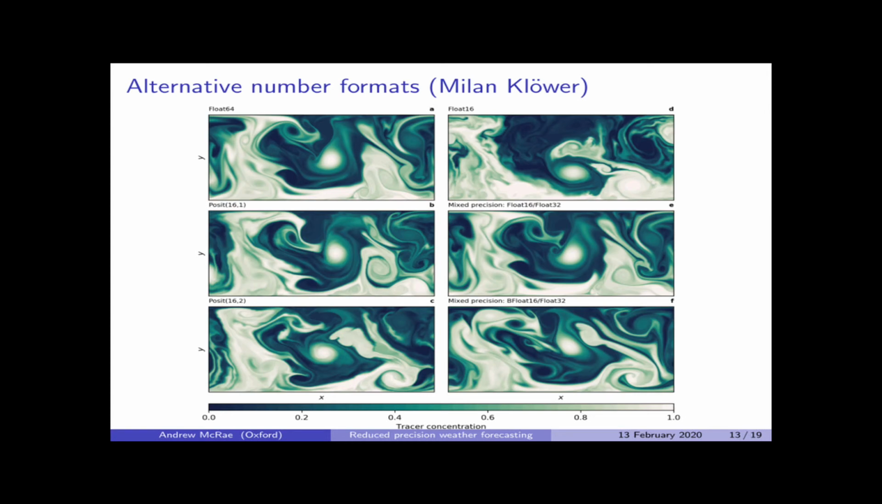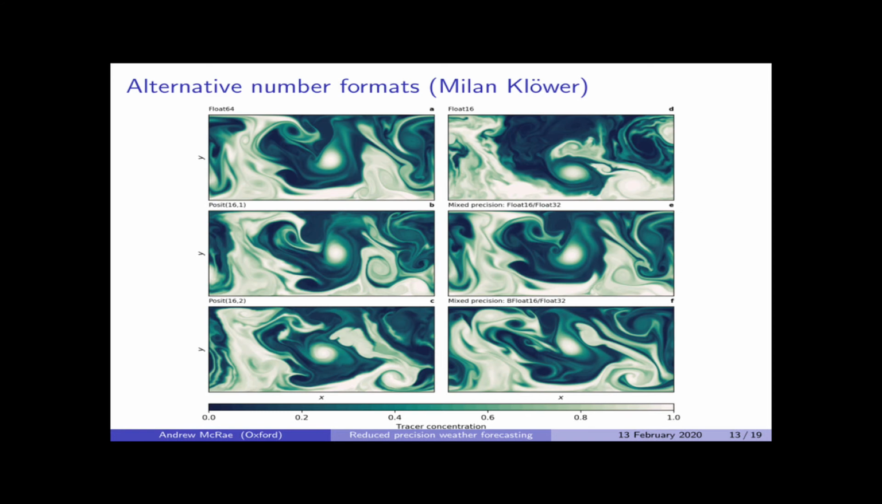And also my colleague Milan Klöver, he likes to look at alternative number formats. So you might have heard of these things called posits, P-O-S-I-T. They're an alternative to floating point numbers that have been proposed by John Gustafson. And I don't want to describe how they work here, but the take-home message is that if your numbers are well scaled, so they're order 1, then you can normally squeeze out a few extra bits of accuracy compared to a similar length floating point number.